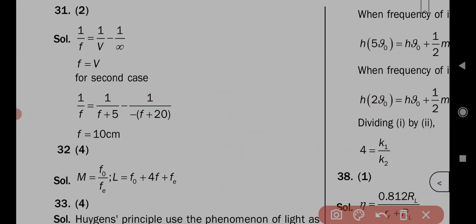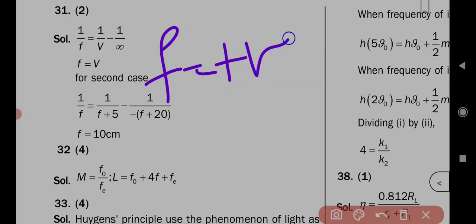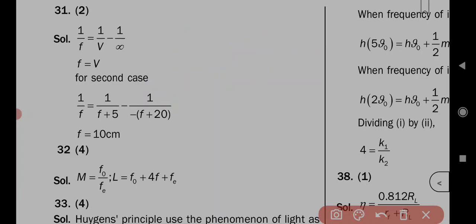It's a time consuming question. See, 20 centimeter from the object side, focal length, focal plane of convex lens. And one thing you need to remember, for convex lens, f is positive. Even for convex mirror also. Okay, let's talk about question 32.